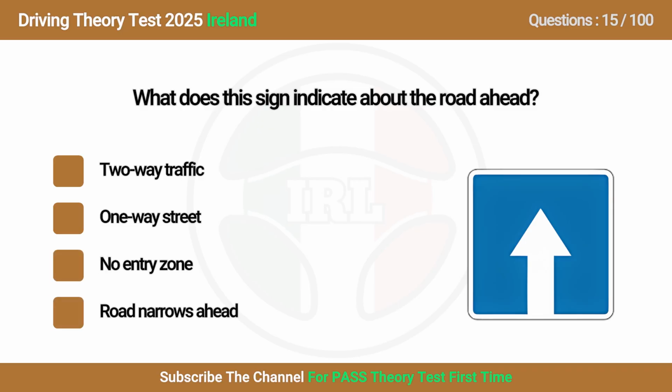Question 15. What does this sign indicate about the road ahead? A. Two-way traffic. B. One-way street. C. No entry zone. D. Road narrows ahead.